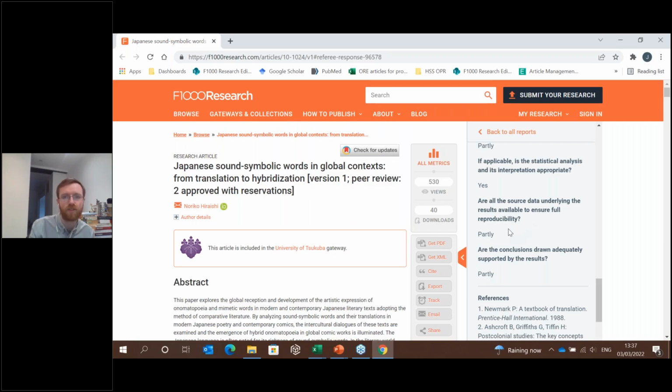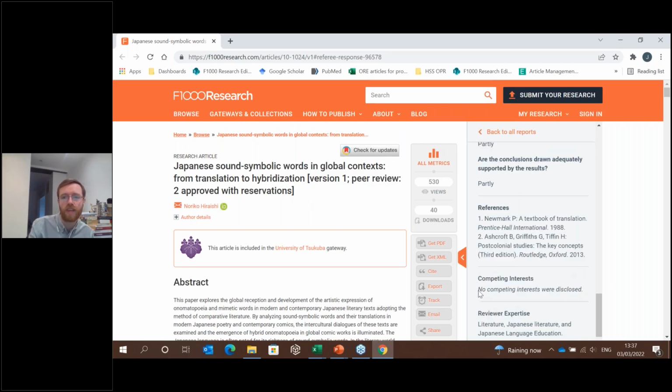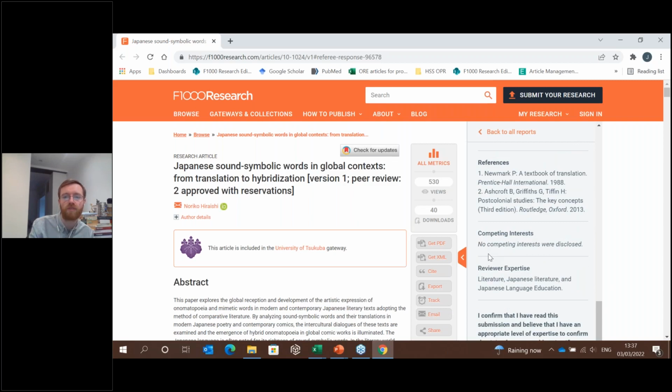This is again related to those FAIR principles. Finally, are the conclusions drawn adequately supported by the results? Reviewers' references are also attached to the review. Again, this means that the scholarship in the review itself can be followed up. Here we see that no competing interests were disclosed, and we ask reviewers if they want to declare their expertise.